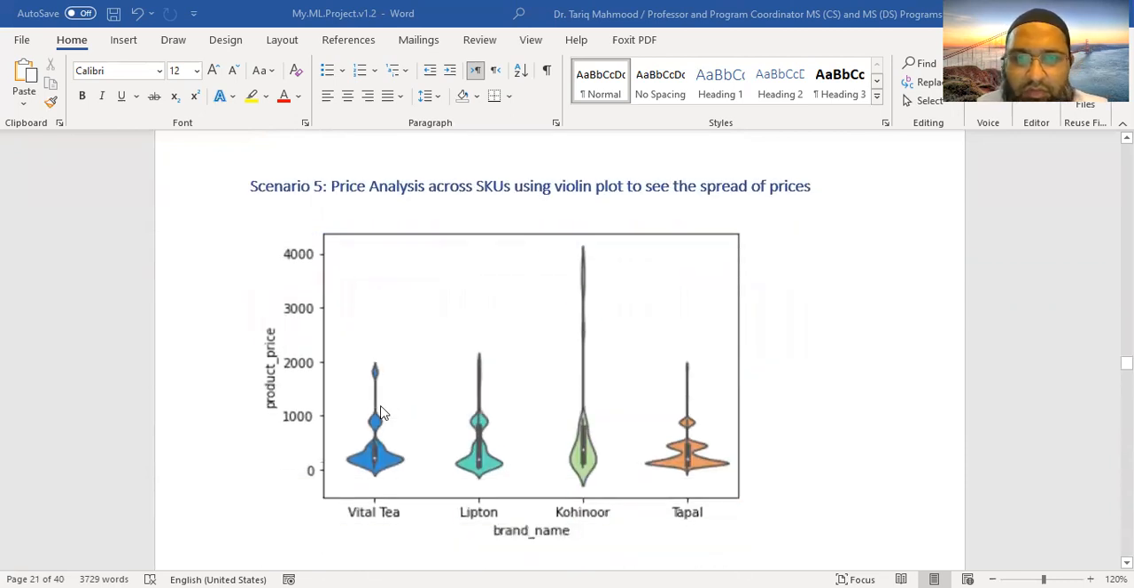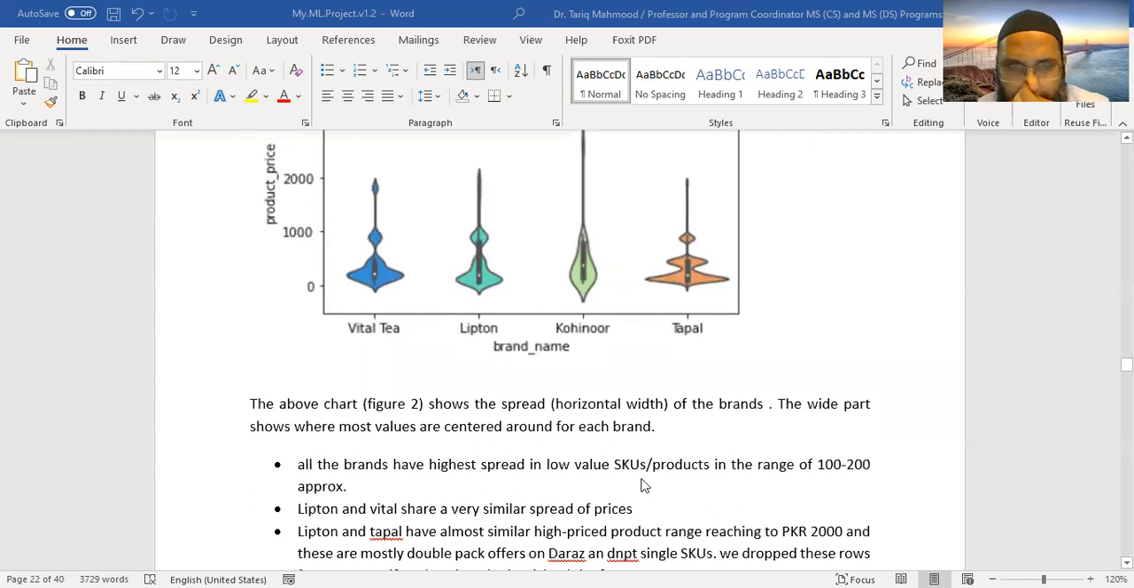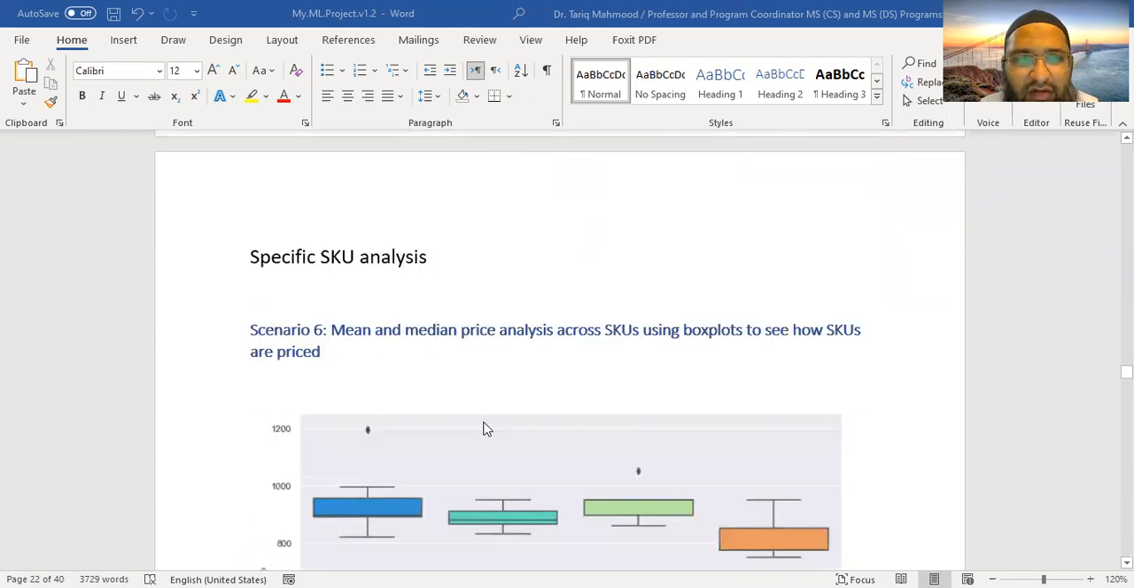So what I will conclude here is that Lipton is again the winner. Kohinoor definitely does not cut it because the spread of outliers is too high. And Vital in this case seems to be better than Tapal, because they have almost the same length, but the spread of Tapal is more, which is sort of uncomfortable because it's too much, so it might give us a problem in forecasting. So this is the analysis that we have already done here.